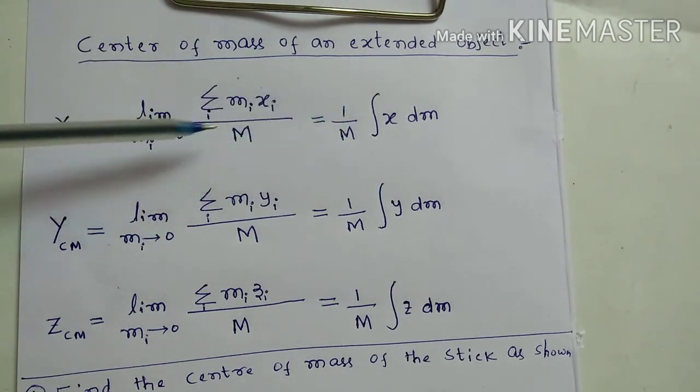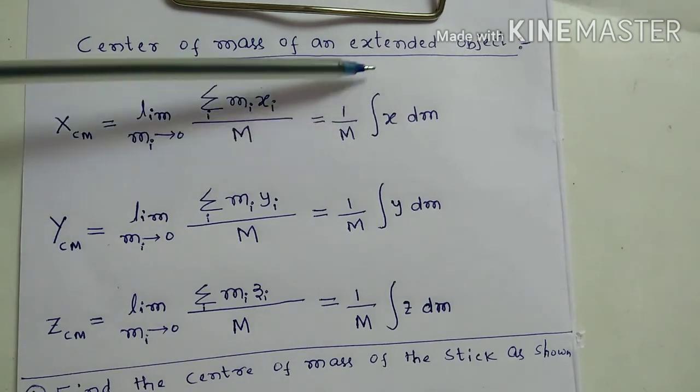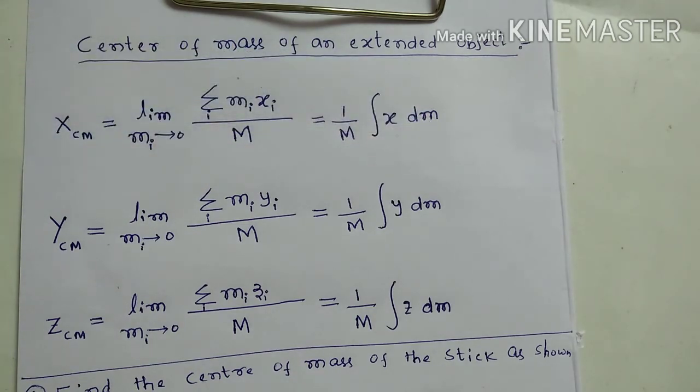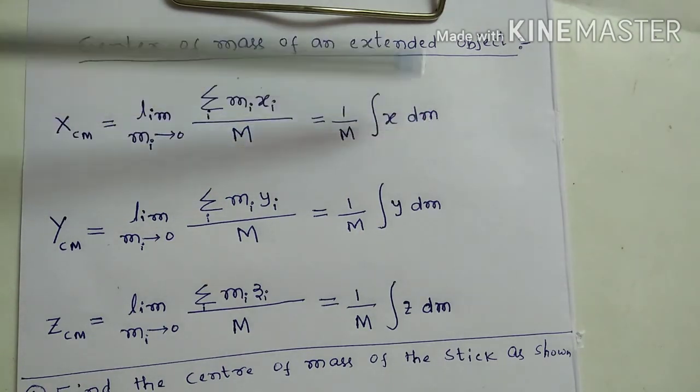So this summation we can replace by using integration. This 1 by m, why am I writing it? It is divided by m, no? This is a denominator, so I am writing 1 by m, integration of x dm, that is equal to summation over mi xi. Simply, the x coordinate of center of mass, xcm, equals 1 by m integration of x dm.